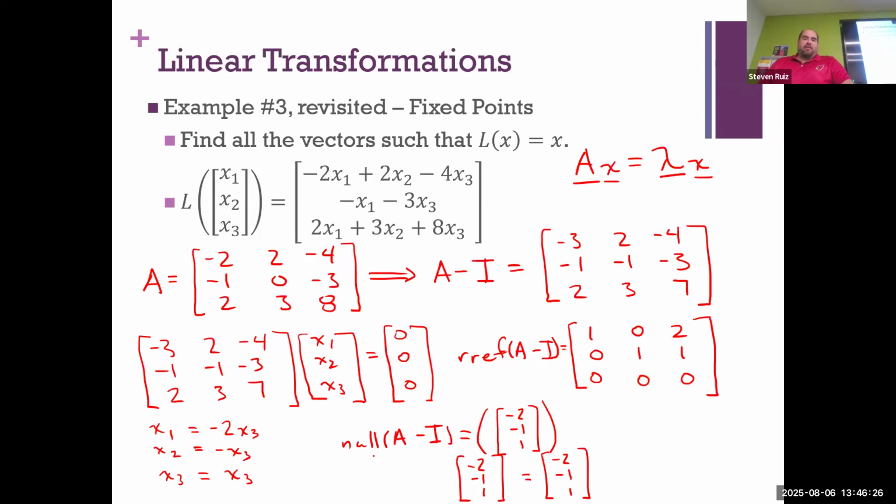So the last thing I want to be really clear on here is what matrix goes here. Not A minus I, but A. Let's make sure that happens. What is A times -2, -1, 1?